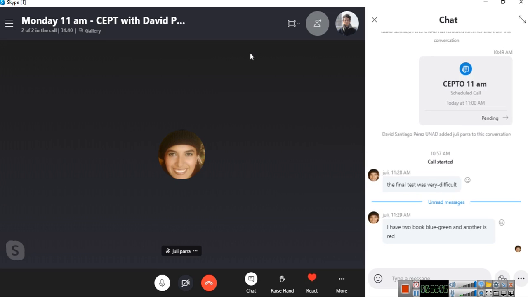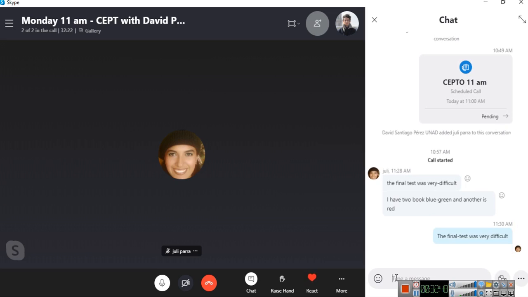I have two books, blue-green, and another one is red. So this one is a hyphen. Let's look at the first one, which is a dash. The final test was very difficult. This is good. It's perfect. You're combining very and difficult, which is acceptable. It's a bit uncommon to hyphenate very and difficult. In this case, I will suggest you hyphenate final and test. Let me write for you. So the final-test was very difficult.